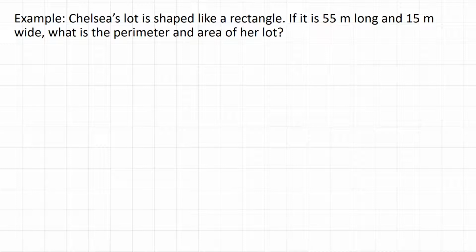Let's do one more example. Chelsea's lot is shaped like a rectangle. I'm going to underline rectangle. If it is 55 meters long and 15 meters wide, what is the perimeter and area of her lot? Okay, so this question is a little more involved than the one we just did before. Here we have to find the perimeter and the area of her lot. I've underlined my keywords. Let's just underline 55 and 15 because those are important units that we need. We've got a rectangle. We want to find the perimeter and the area.